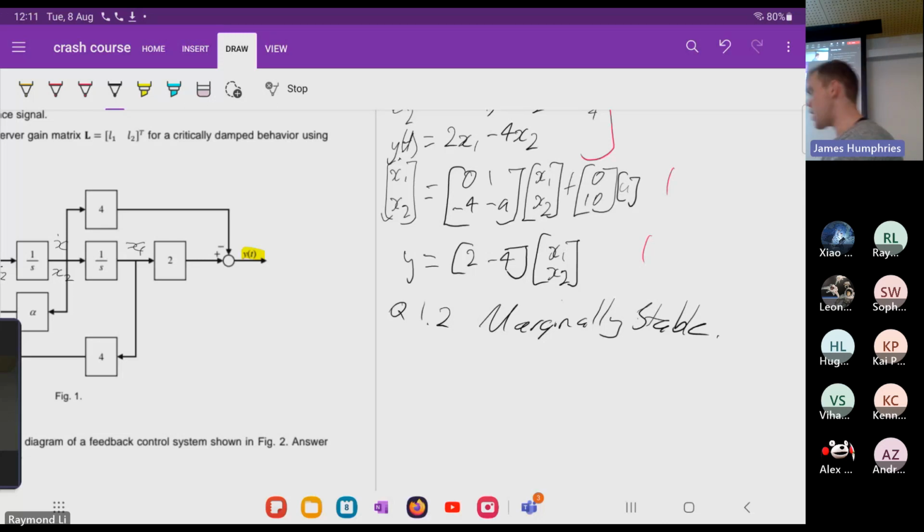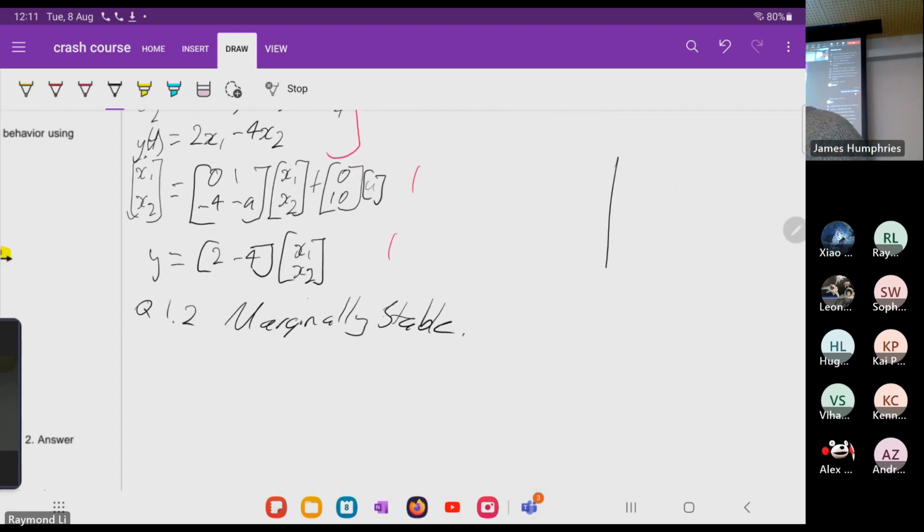I'd love an answer in the chat, or if you want to answer, that's okay. If we think of our PZ, like our pole map, look at our poles. If I have a pole here, is it stable or unstable? Unstable. All right, so this is unstable. What about on this side? Stable. Very good.